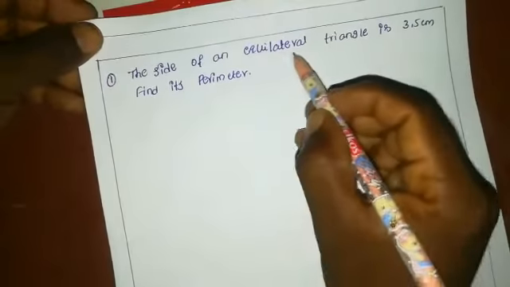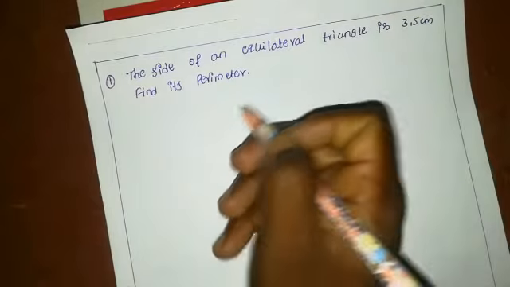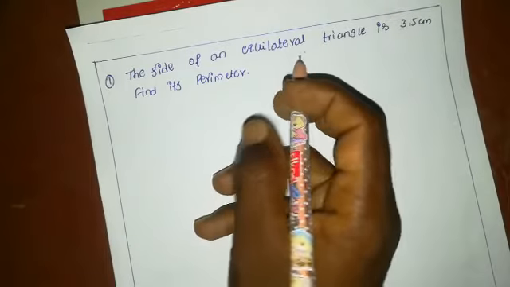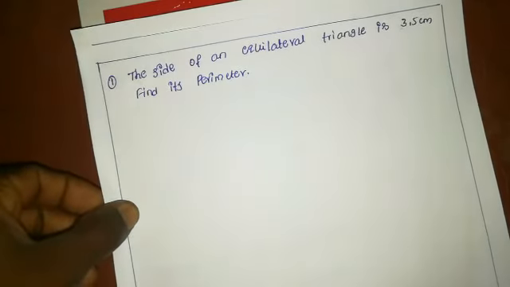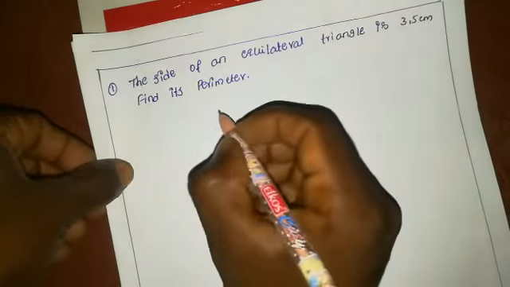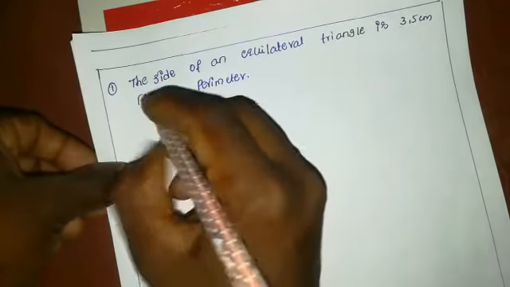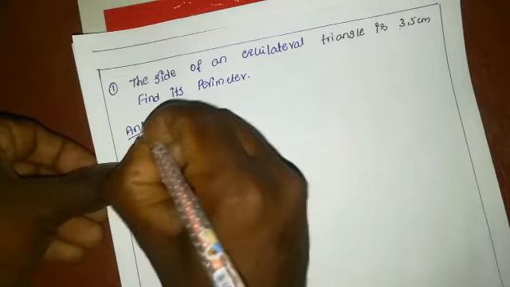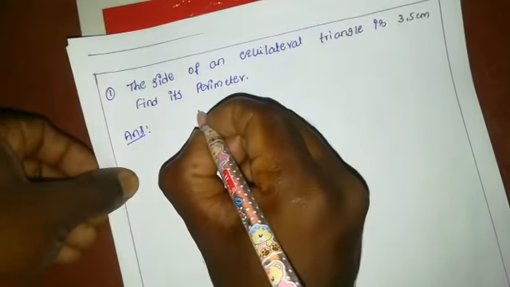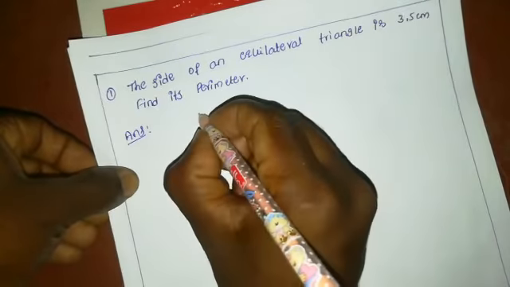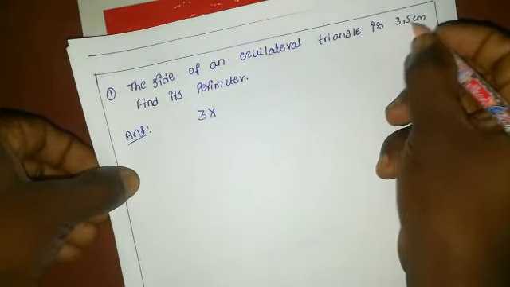The side of an equilateral triangle is 3.5 centimeters. Find its perimeter. Equilateral means all sides are equal. To find the perimeter of the triangle, we have to multiply all three sides. How many sides does a triangle have? 3 sides. So that means 3 into the length of each side, which is 3.5 centimeters.